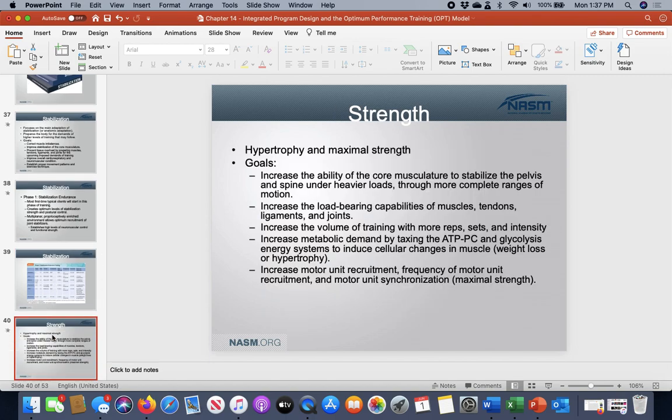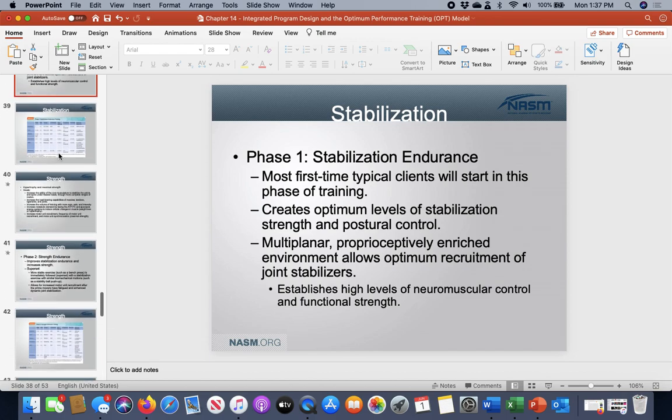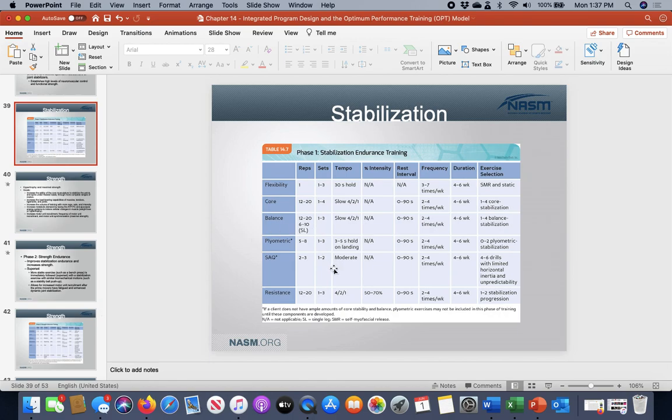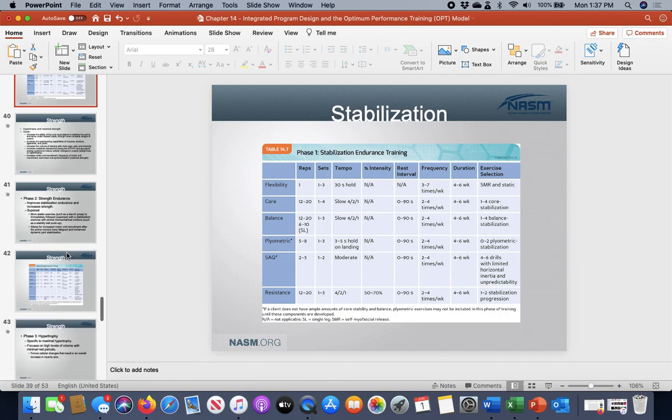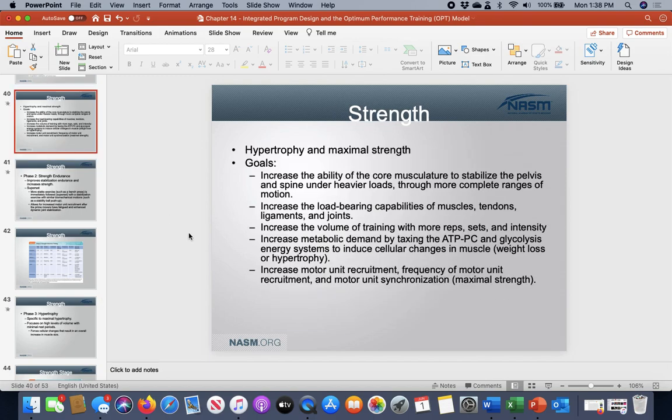Strength. Now, stabilization, remember here too that when you look at this, a lot of the same factors are going to be used for muscular endurance. Whereas with strength, we're going to talk about hypertrophy and max strength. What are we looking at here? The ability of the core musculature to stabilize the pelvis, basically the LPHC, under heavier loads, and we still want to get full range of motion.